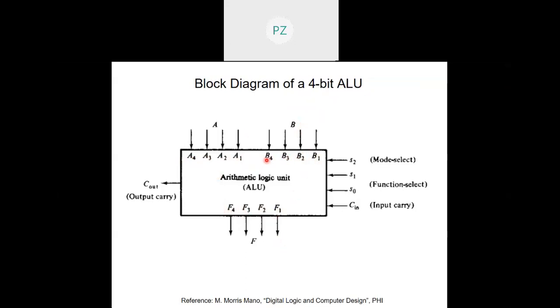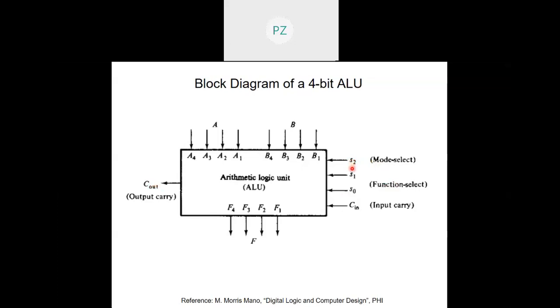So B1 to B4 as the B bus, A1 to A4 as the A bus. Then the 4-bit output, F1, F2, F3, F4, and an output carry. A carry may be there. Suppose I want to add both of them, there may be a bit going out as the output carry.